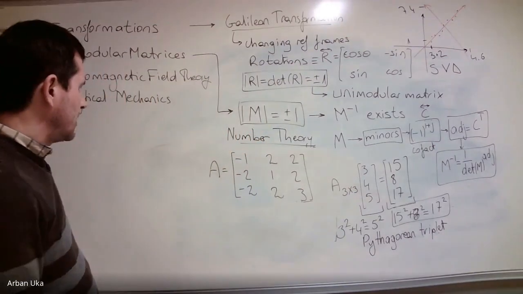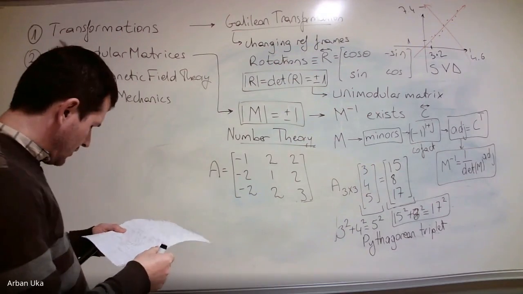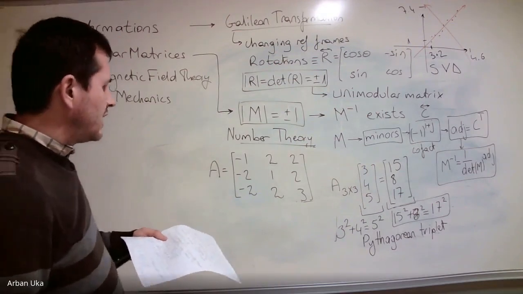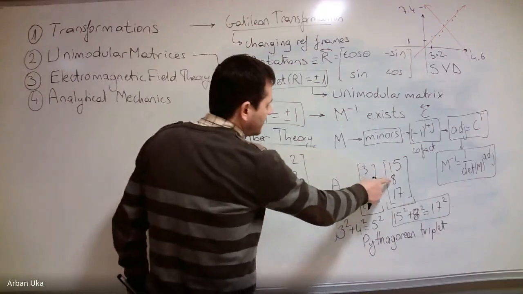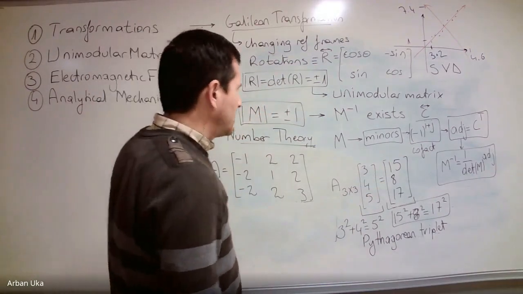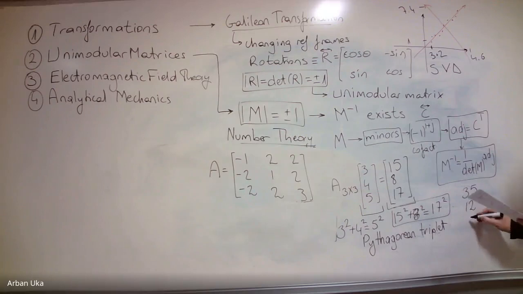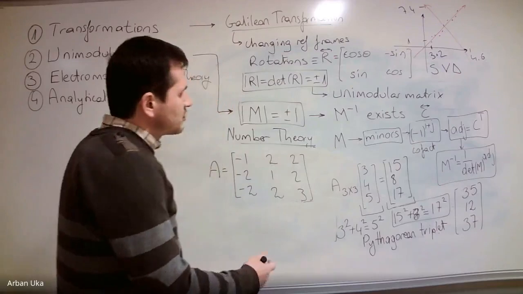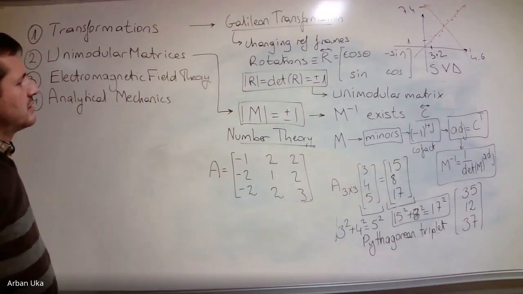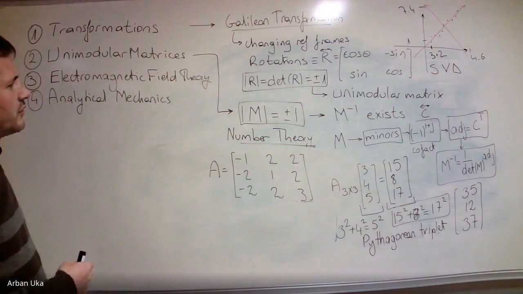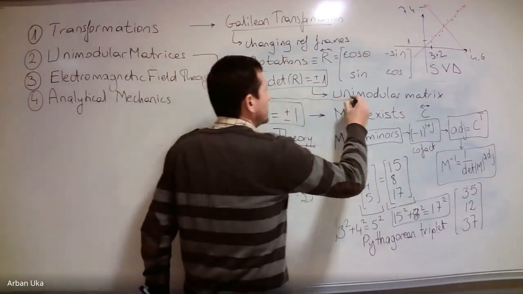Let's check this. Actually, we don't have the A inverse. I'm not sure if I have it. No, I don't. But if we apply this matrix A again on this other vector 15, 8, 17, we get another triplet, which looks like this: 35, 12, and 37. And if we check this again, we obtain 35 squared plus 12 squared is equal to 37 squared, property preserved. And this was just another preservation of a specific property in number theory.